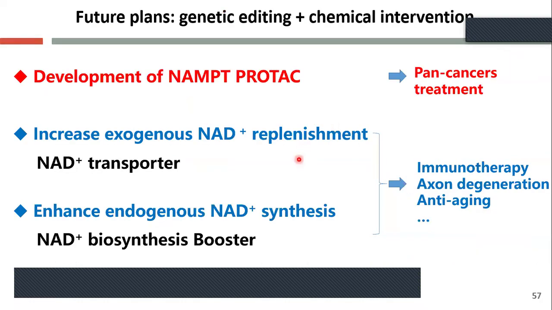So for the future plan for the NAD parts, right now my lab is actively involved in the NAMPT PROTAC improvement and development, and this is aiming for the pan-cancer treatment. Because each cancer has different gene expression patterns, but they all need NAD for survival. So we propose this kind of metabolic targeting strategy may target multiple cancers for the treatment.